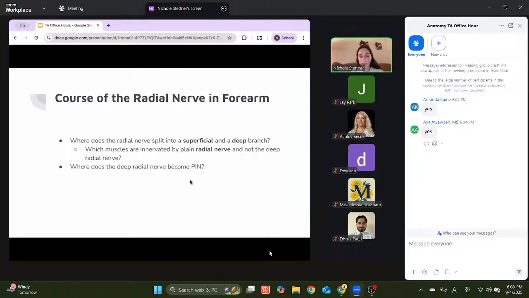Moving on to the radial nerve. The radial nerve does split, and it is also the biggest innervator of the extensors of the forearm. So most of those lovely muscles that we were just discussing, if say a patient comes in with wrist drop, then there has most likely been a radial nerve injury.